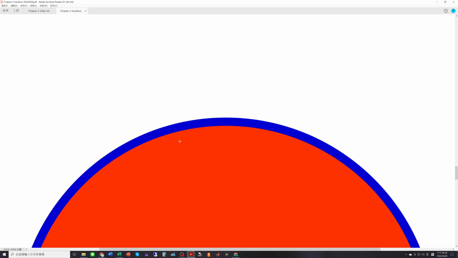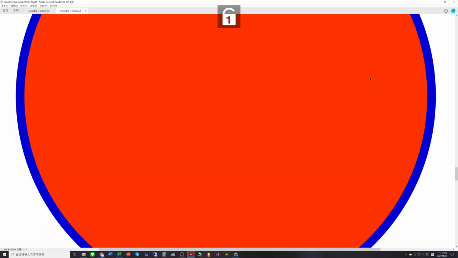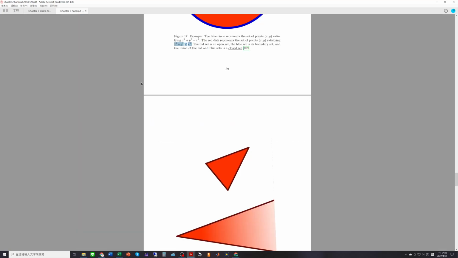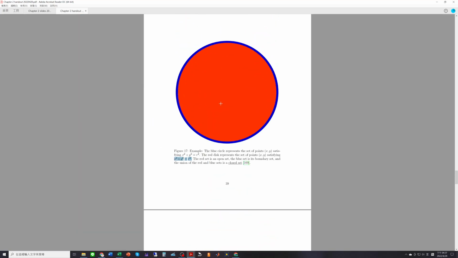Let us continue. The red disk represents the set of points x, y satisfying x squared plus y squared is smaller than r squared.